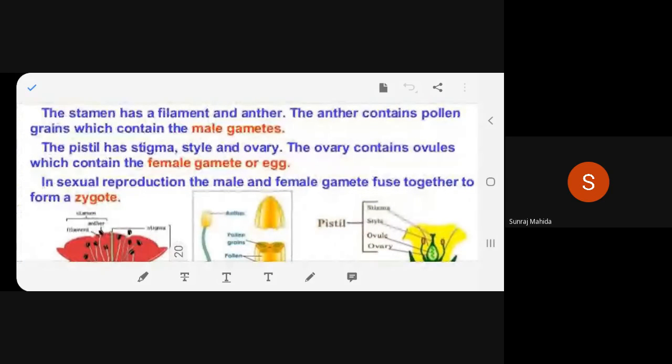Yes. Now we'll talk about stamen. Start with it. The stamen has a filament and an anther. The anther contains pollen grains which contain the male gametes. Male gametes. Read it again. Male gametes. Say it again. Male gametes. Yes. Next one.